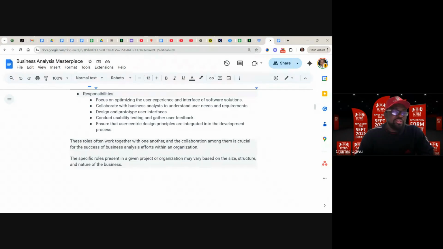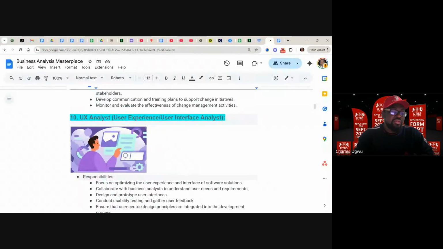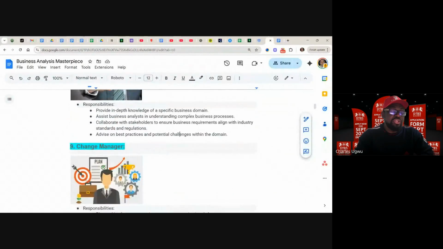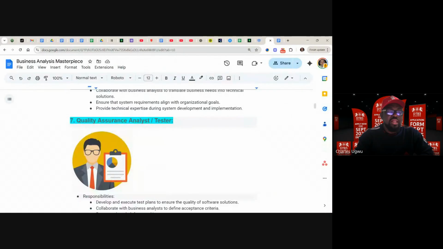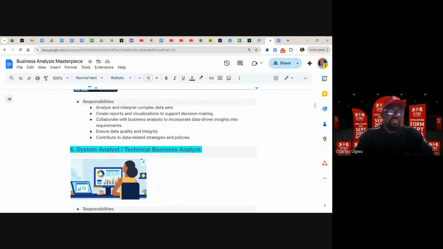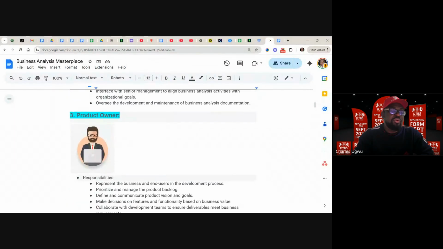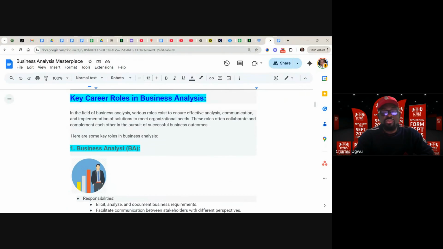So business analysis is so vast. This is what you can do. So these are key roles. Here we have 10 of them captured this evening. We'll have a UX/UI designer or analyst, change manager, subject matter experts, quality assurance analyst or tester, system analyst or technical business analyst, data analyst, project manager, product manager as well, senior business analyst and the business analyst. These are all the roles you are going to be seeing, and you must be able to fit into one of them or all of them.